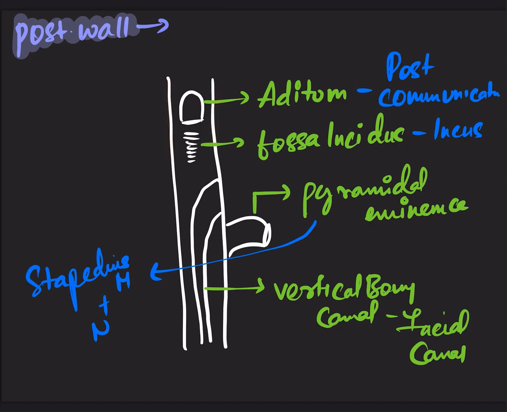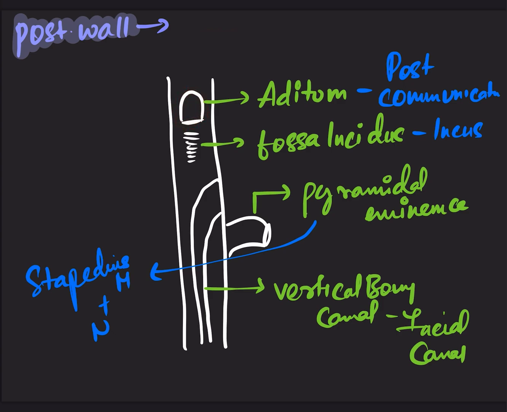In the upper part, you will have an opening called the adytum. The adytum we discussed in my previous video, when I talked about the communication of the middle ear cavity. I told you that posteriorly it is communicating with the mastoid antrum by means of the adytum. This is the adytum, an opening via which the epitympanum, which is the part of the middle ear cavity above the tympanic membrane, is communicating with the mastoid antrum.